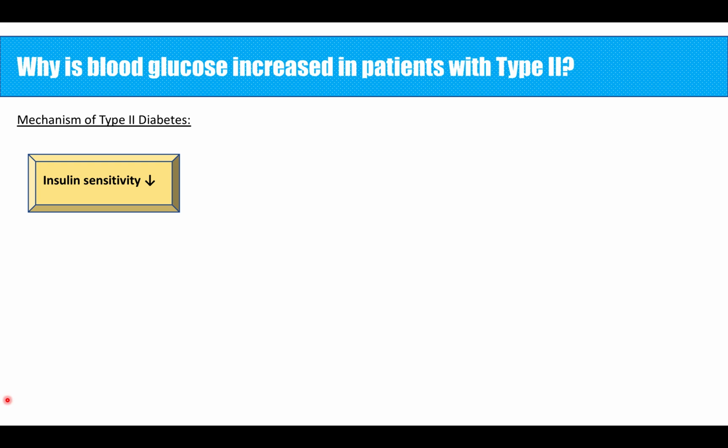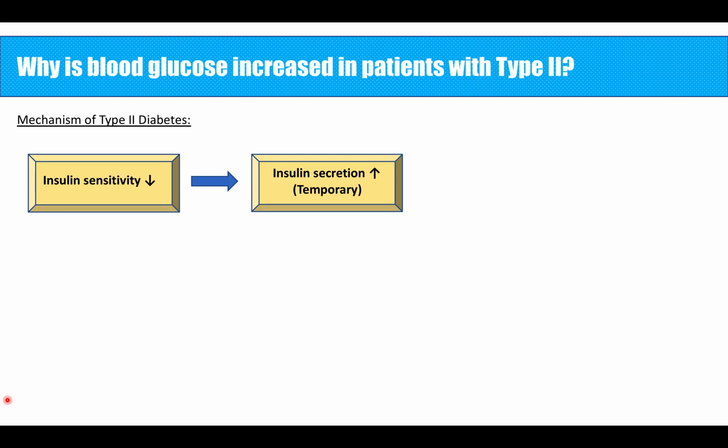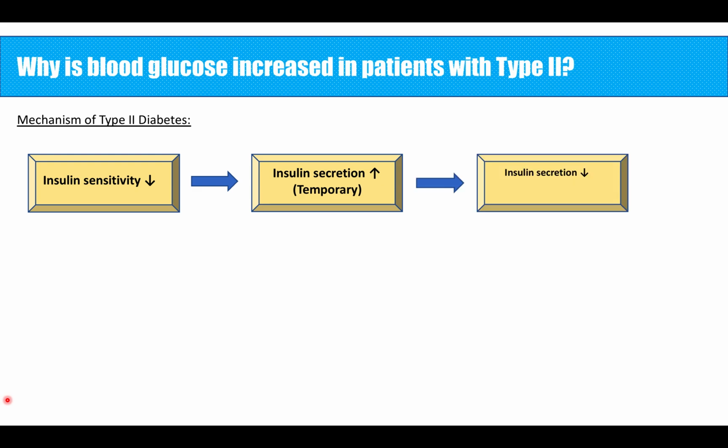In diabetic patients, insulin sensitivity is decreased because insulin receptors become less sensitized to insulin. So to compensate, the pancreas increases insulin secretion. However, the pancreas cannot sustain elevated insulin secretion for very long, eventually causing the pancreas to secrete less insulin than normal in the long run. In addition, insulin sensitivity remains lowered.